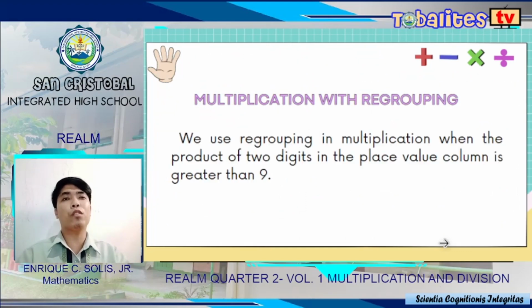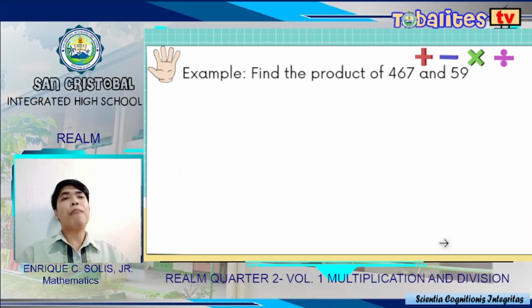Now, let's move on to the multiplication with regrouping. We will use regrouping in multiplication when the product of two digits in the place value column is greater than 9. Example, find the product of 467 and 59.